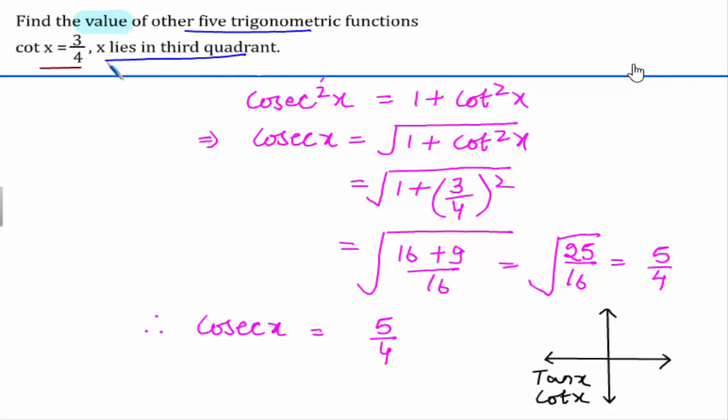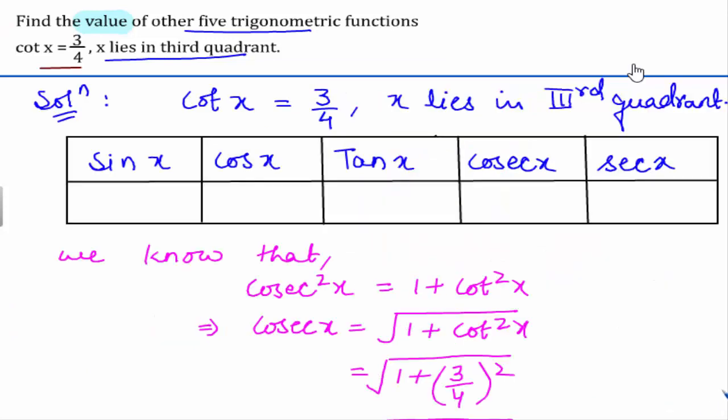Now, we are given that x lies in the third quadrant, and in the third quadrant only tan x and cot x are positive, and cosec x in the third quadrant will be negative. Therefore, the value of cosec x is minus 5 by 4. Let us write down the value here. So, value of cosec x is minus 5 by 4.